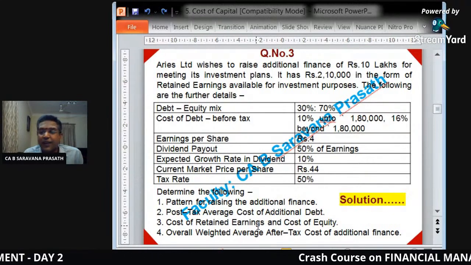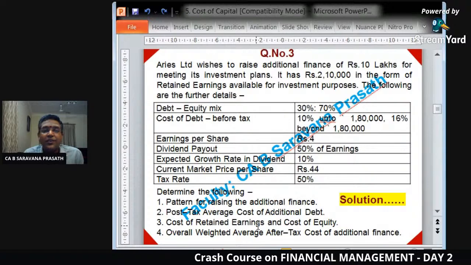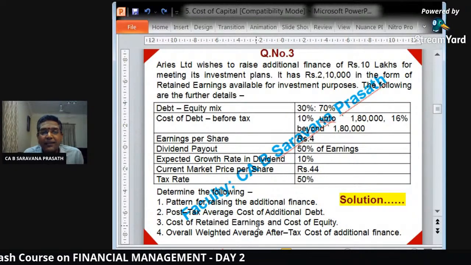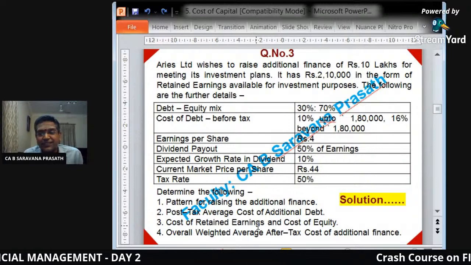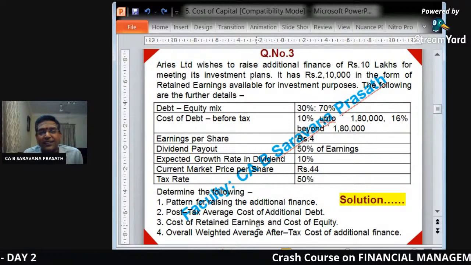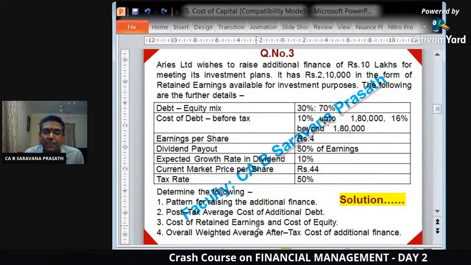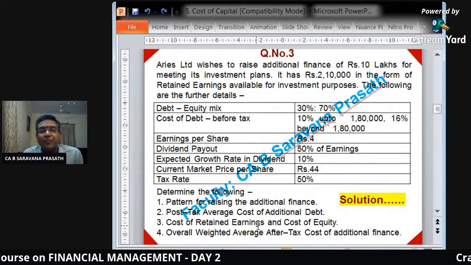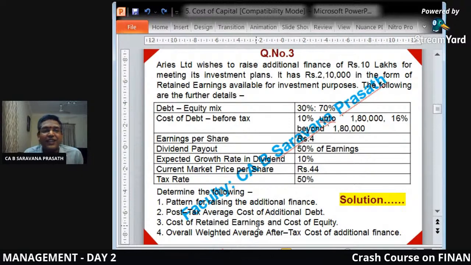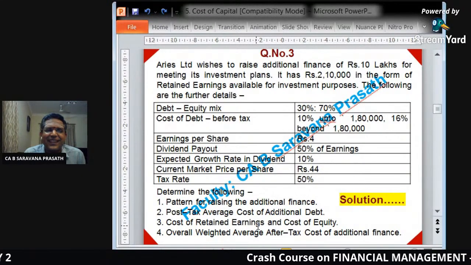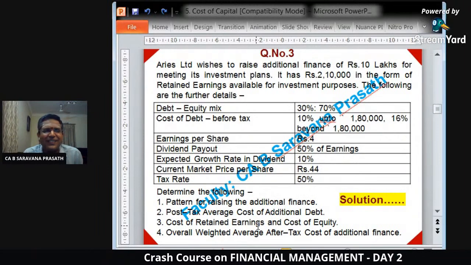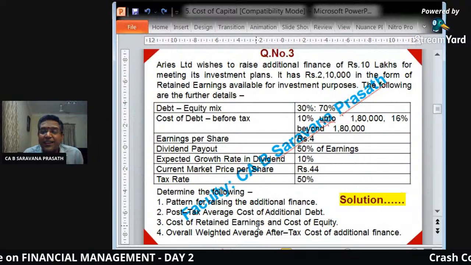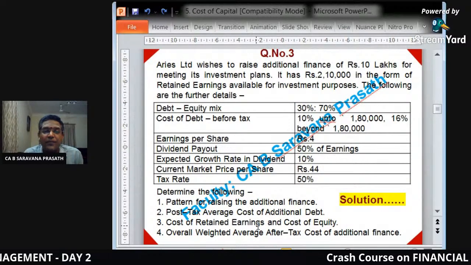You are required to calculate four items. First, the pattern for raising the additional finance. Which combination are we going to raise? Second, what is the post-tax average cost of additional debt, KD, cost of debt? Third, the cost of retained earnings and the cost of equity.